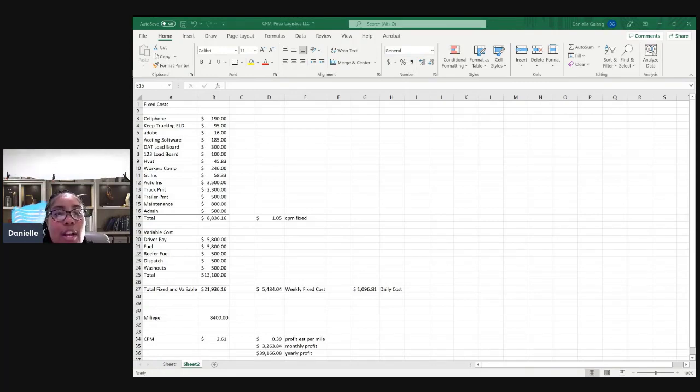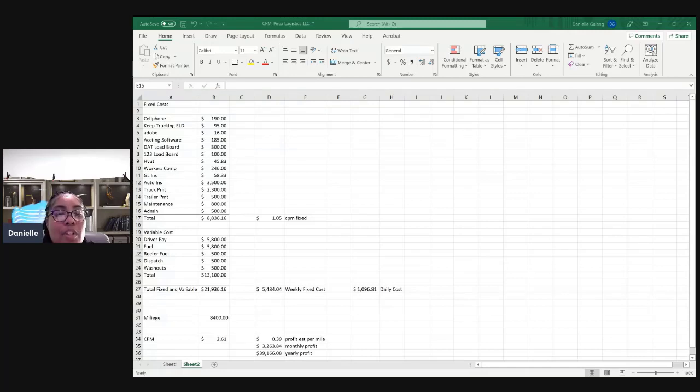But that trucking company now knows that every load they take, every time they go over $2.61, and this is a reefer company, so honestly, they're averaging about $3.20 to $4 a mile. So every time they go over $2.61 a mile, it's pure profit. So in one month, they're averaging about 39 cents in profit per mile, which is a monthly profit of about $3,200 per month, $39,000 a year. And that's being very conservative.